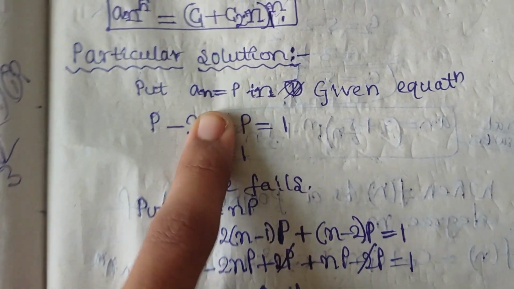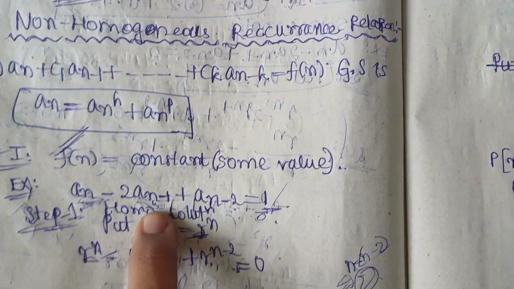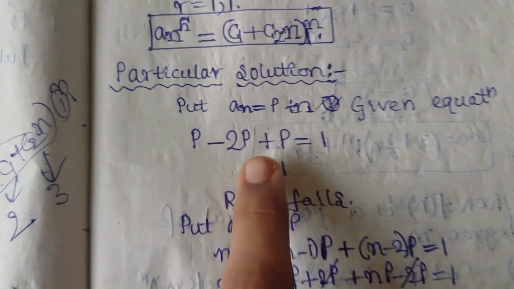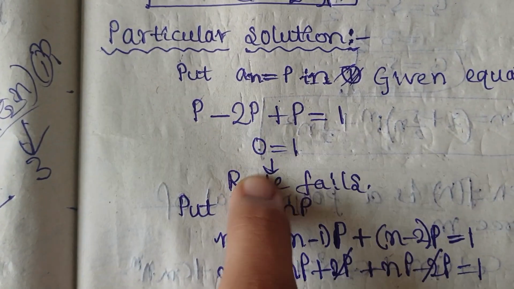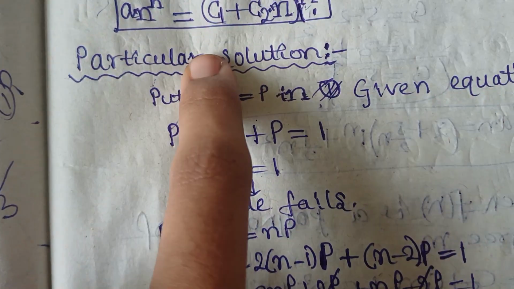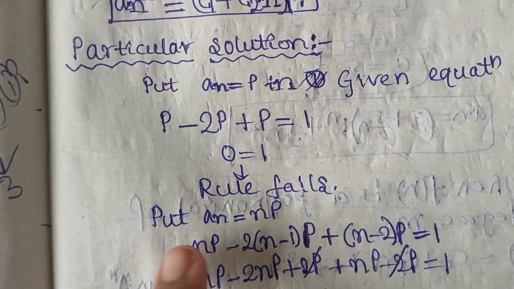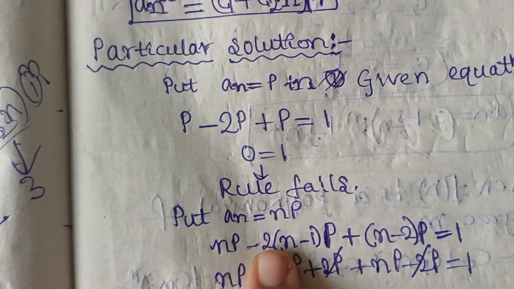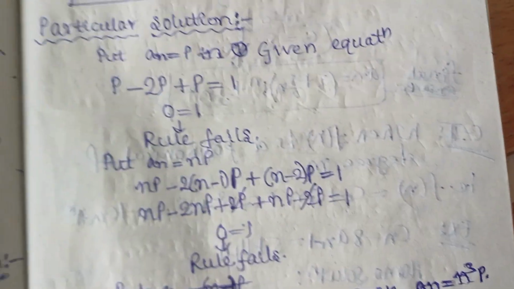So as you can replace an with p, you will be having p minus 2p plus 1, plus p. On doing it in such a way, which is equal to 1, you will get 0 equal to 1. That means our rule is failing here. Now our second step is to make an as np. Now you have to replace an with np. Now our equation, I'll explain it again.